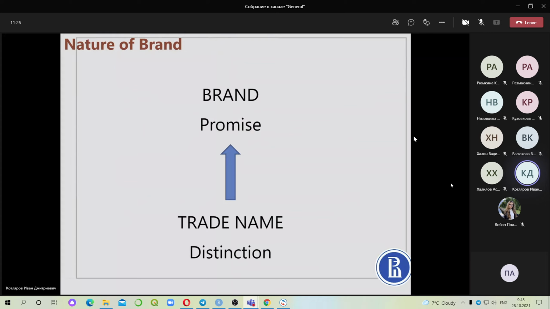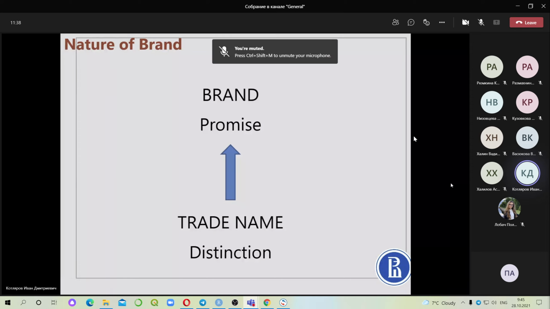Actually, both definitions are correct, but now it is usual to believe, I would say, that the trade name is a basis for a brand. So trade name creates a distinction, a formal distinction. It helps to identify our company, our products, etc. And this trade name serves as a basis for the brand. Brands are actually promises which are associated with these distinct trade names. Guys, do you understand it?